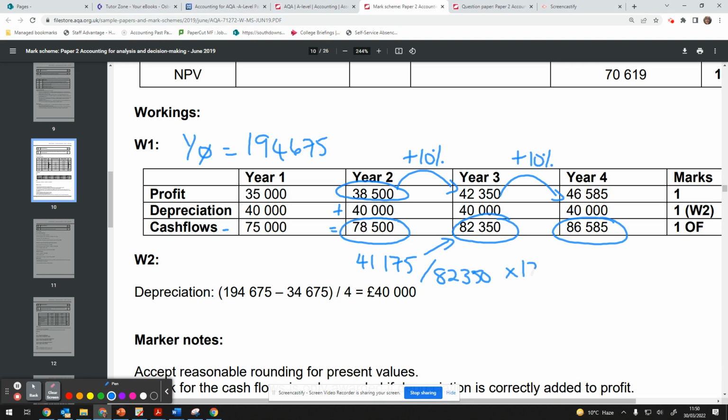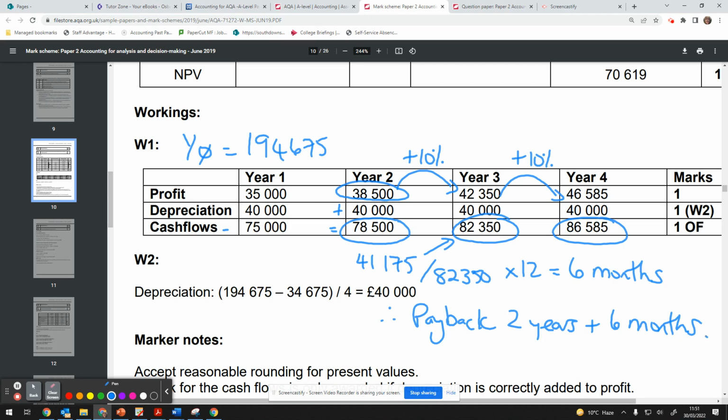which needs to be paid back out of year three's cash flows of 82,350. Remember to times that by 12 to convert it into months. So 41,175 divided by 82,350 is 0.5, times that by 12, it's 6 months. Don't quote your time periods as decimals, so don't put 2.5 years, although it is 2.5 years. Say 2 years, 6 months. It won't always be a nice round amount like that. So therefore we can say that payback occurs after 2 years and 6 months.